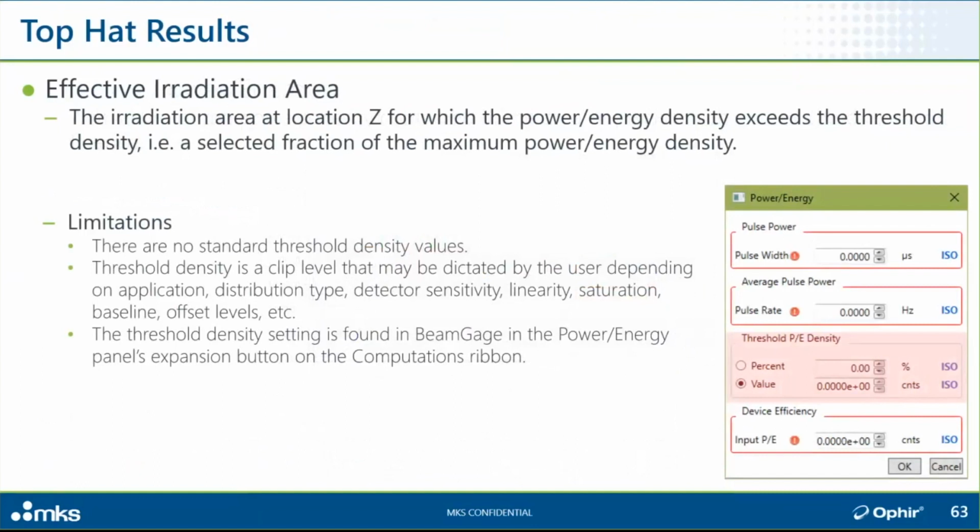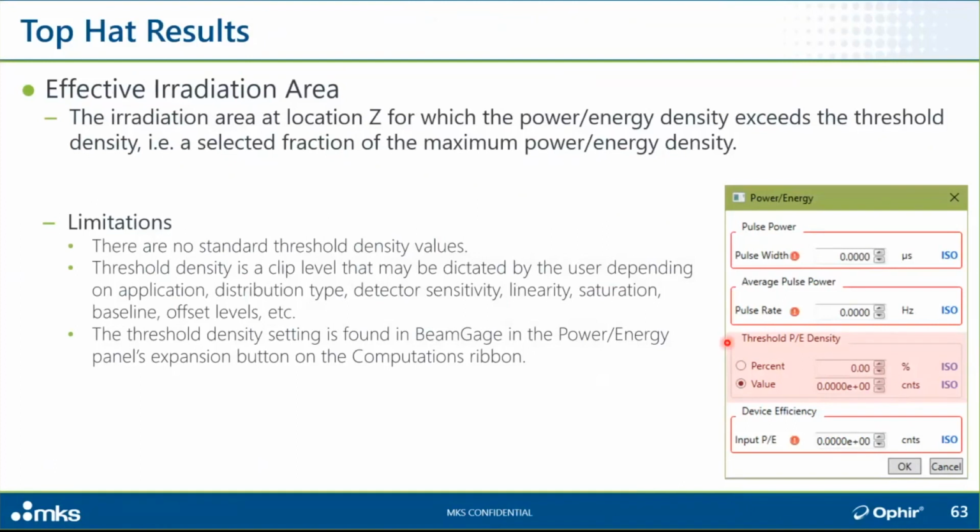The effective irradiation area is the irradiation area in which the power density exceeds the threshold density, which is a selected fraction of the maximum power density. In other words, it's a clip level that you choose. There are no standard threshold density values, whereas in the beam widths, there are some very common ones that are used. ISO does not define any standard threshold density values. So some of the limitations are that the threshold density is a clip level that is dictated by the user depending on the application and a bunch of potential other factors, all of which are likely different for every application. So interpreting these results between two different applications can be difficult. Again, consistency can be key in obtaining measurements that are easily interpreted across applications.